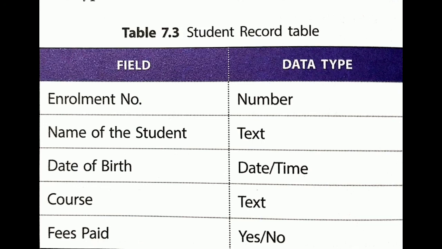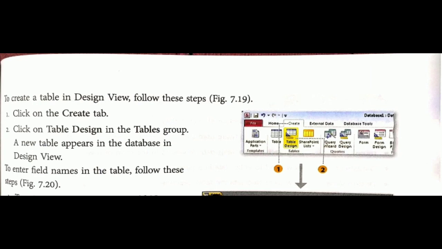What are the steps that we have to follow? Step number 1: you have to click on the Create tab. Step number 2: click on Table Design in the Tables group.